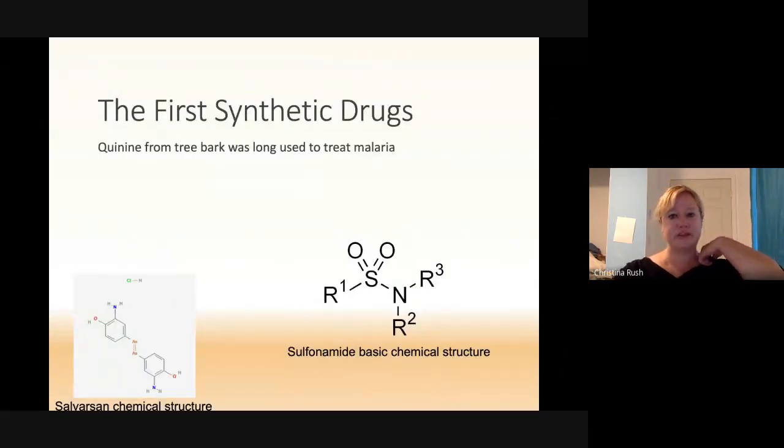Some of the first synthetic drugs include quinine. This was from tree bark. It still is. This tree still exists. And it was long used to treat malaria. Very interestingly, this is a tree bark that's down in South America.